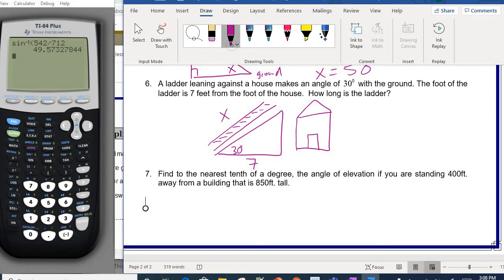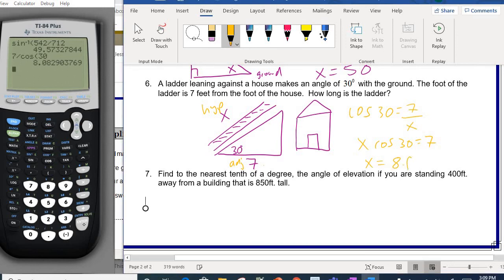Well, according to the labeling, I would say that the 7 would be adjacent to the angle, and the x would be the hypotenuse, wouldn't it? So that should be a cosine question, right? The cosine of the angle is equal to the adjacent over the hypotenuse. So that's going to be x cosine 30 is equal to 7. And if I divide by the cosine of 30, 7 divided by the cosine of 30 should give us about, it doesn't say, so I'll say x is about 8 feet. It doesn't specify.